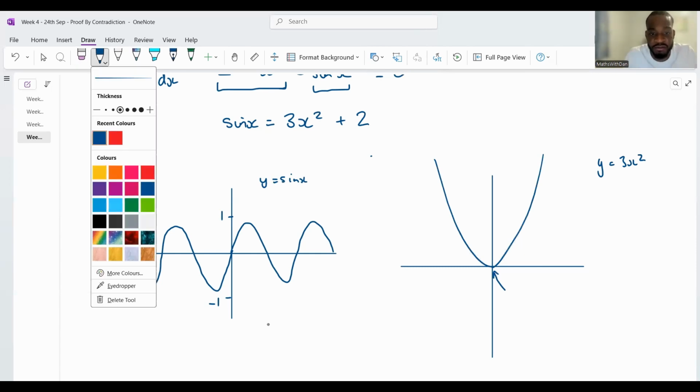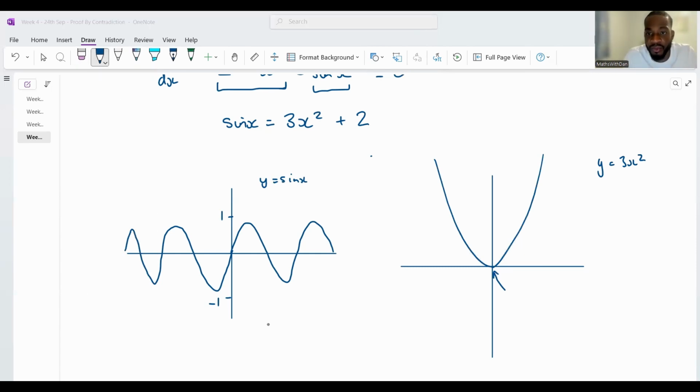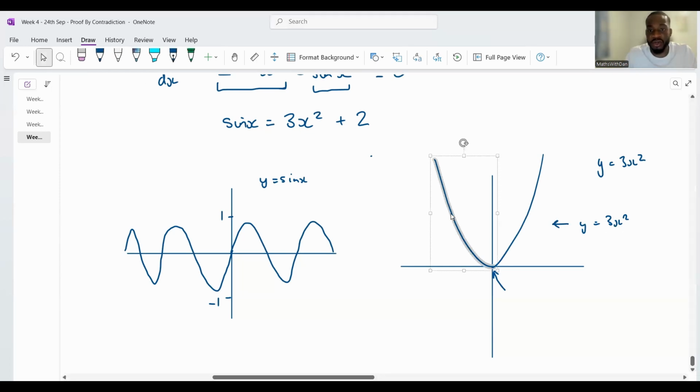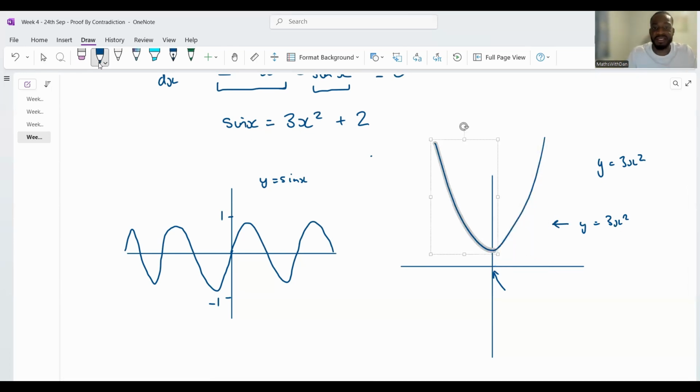What does the plus 2 do to that graph? This is currently y equals 3x squared. What does the plus 2 do? Exactly. It shifts it vertically up by 2 units. So let's just say it's like that. Remember, it's a sketch, doesn't matter. But the most important thing, guys, is the minimum point. What's the minimum y value here? Exactly. It's 2, sorry.